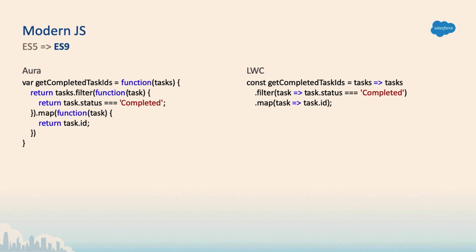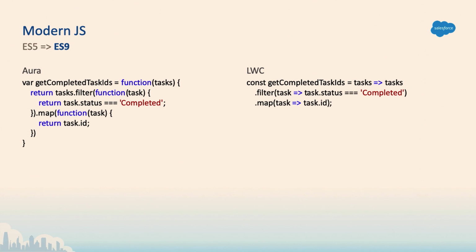With LWC, we have access to features up to ES9, or ES2018, almost everything. There are a few caveats. In this case, we just want to get the completed task IDs. So we're going to filter out all the tasks to get anything that has a status of completed first. Then we're going to map over those results and return just the IDs of the tasks.